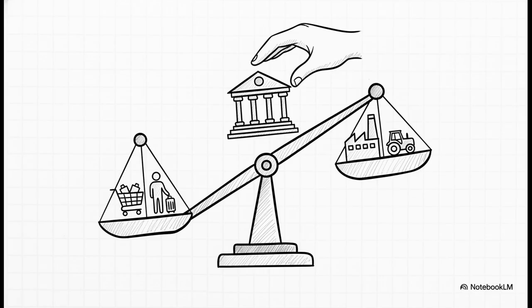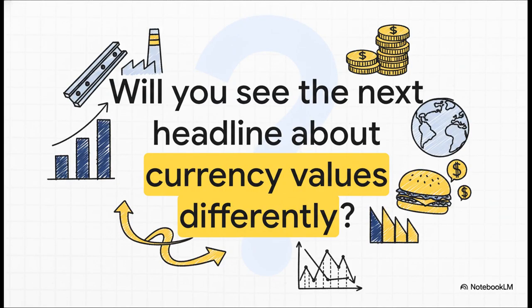So from a simple choice between steel suppliers to a nation's entire economic strategy, all the way to the price of a hamburger, these invisible financial forces are constantly at work, shaping our interconnected world. Hopefully, the next time you see one of those headlines about currency values, you'll see the complex, fascinating story that's really hiding behind the number.